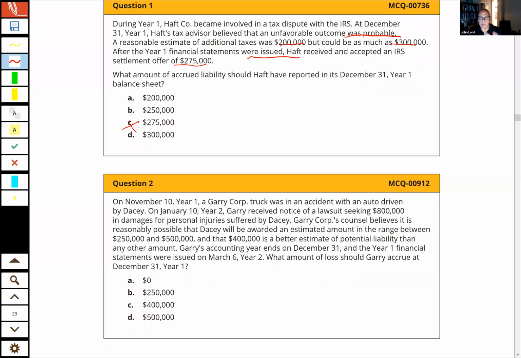That's like saying, I'm going to keep the horse in the barn after they're already gone. The statements are issued. I can't do anything now about it. If the settlement came before the statements were issued, yeah, then go with 275. But once the statements are issued, they're issued. What am I going to do? Again, I don't know where 250 came from. Someone want to say why they thought 250? Nobody picked D. The correct answer is 200,000 because that was the best estimate as they were getting ready to issue the financials.